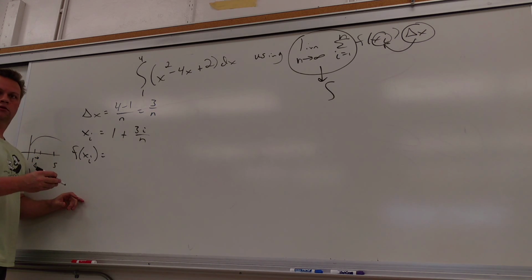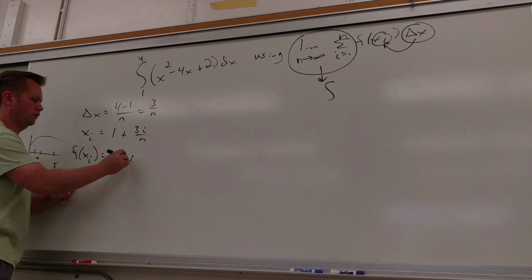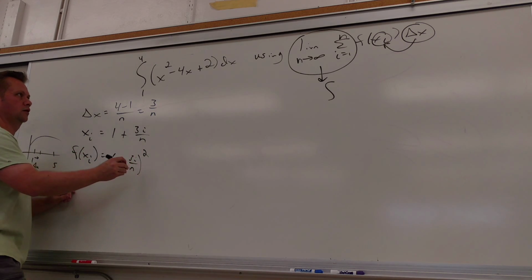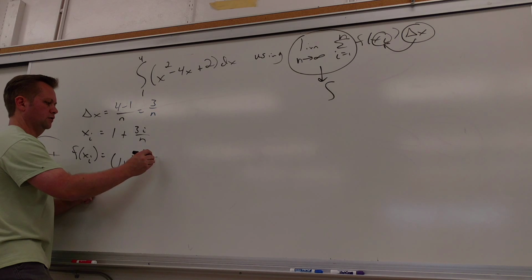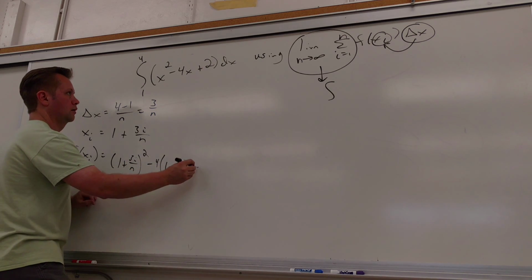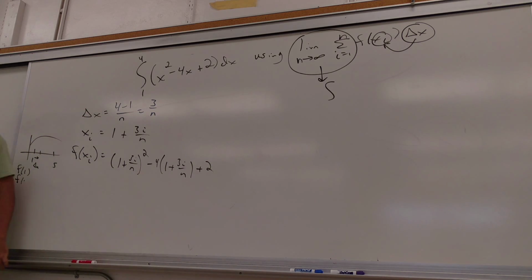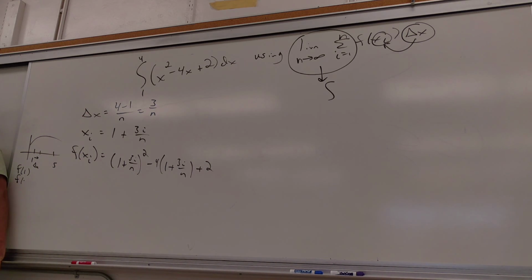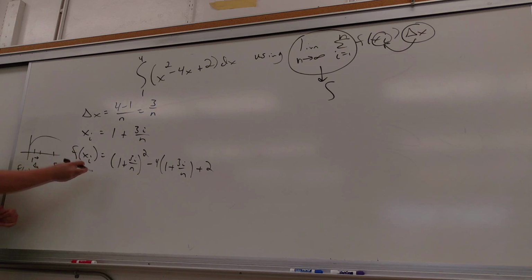So 1 plus 3i over n, squared, to start with, minus 4 times 1 plus 3i over n, plus 2. I just took the function and I replaced x with the inputs that I want to use. The inputs look gross because they're based on things I don't know yet. I don't know what n is yet, so of course it's going to look a little gross. So simplify this a little bit.